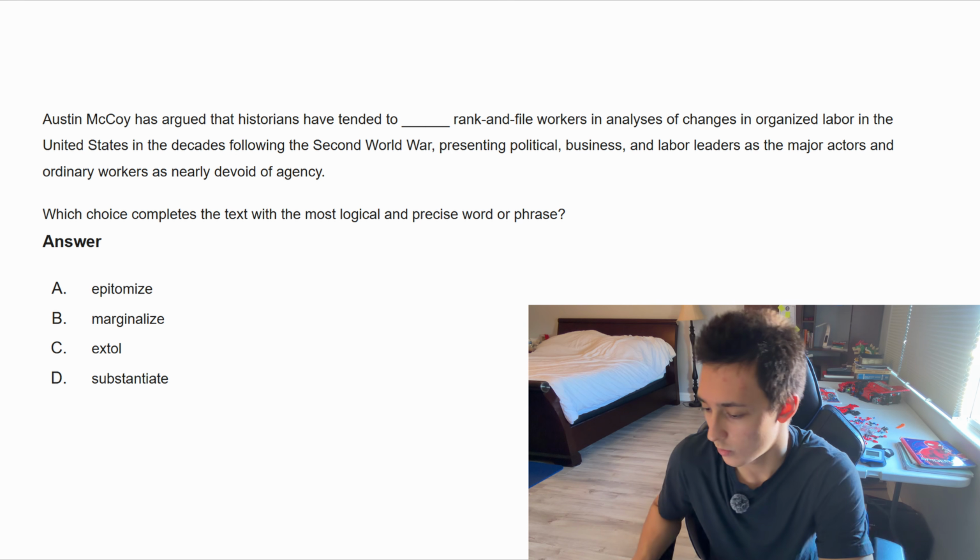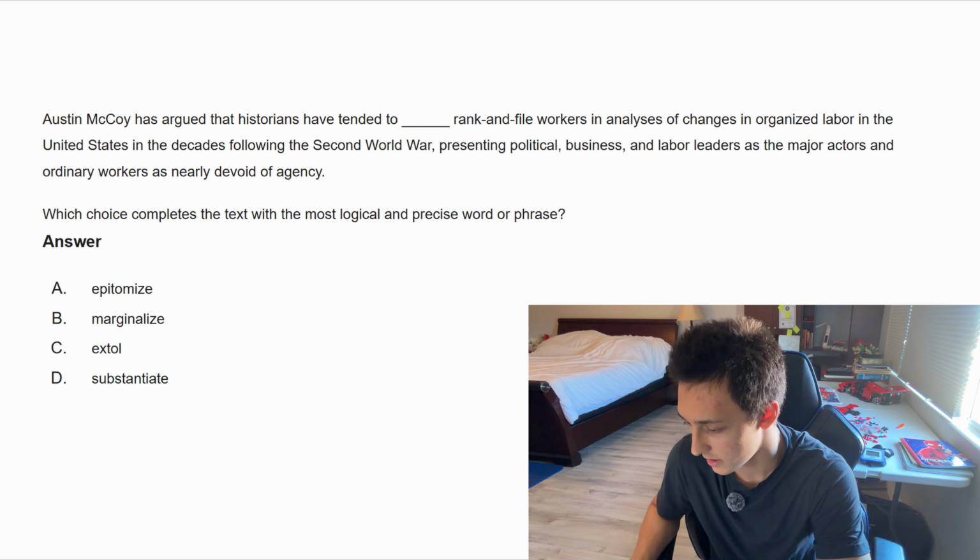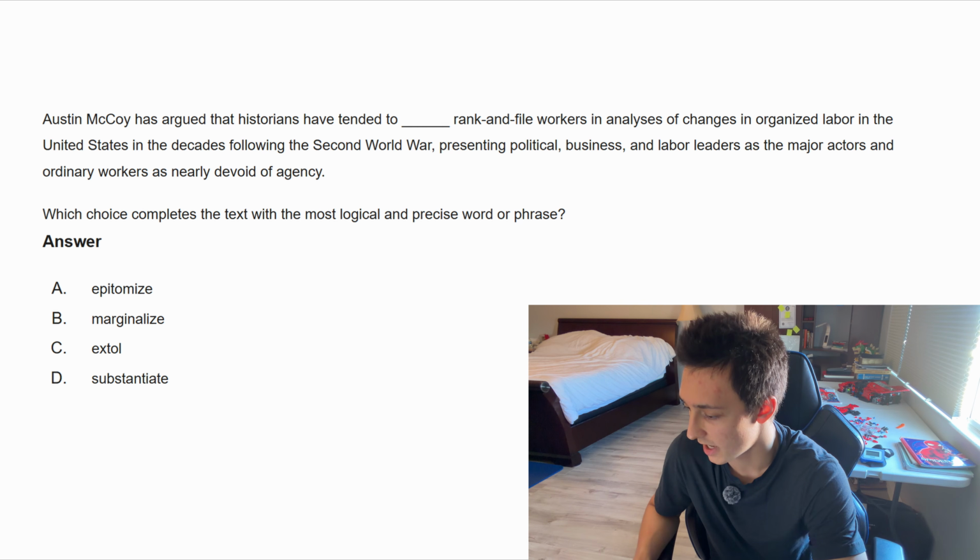For the next one, we see it's a vocab question. Austin McCoy has argued that historians have tended to blank rank and file workers in analyses of changes in organized labor in the United States in the decades following the Second World War, presenting political, business, and labor leaders as the major actors and ordinary workers as nearly devoid of agency.